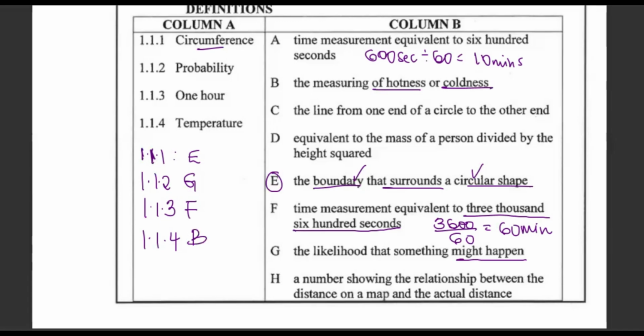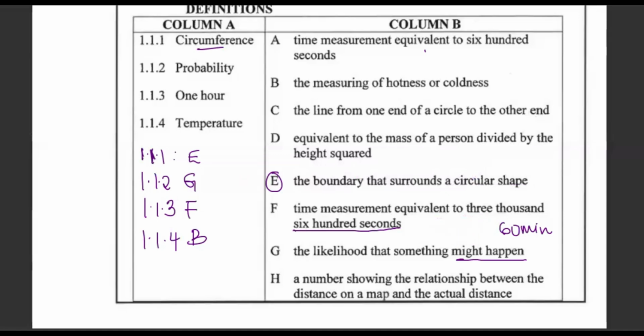This is how we're supposed to answer. You have to know the terms that you're dealing with. You need to know the terms that you're dealing with. Okay, let's go to the next question.